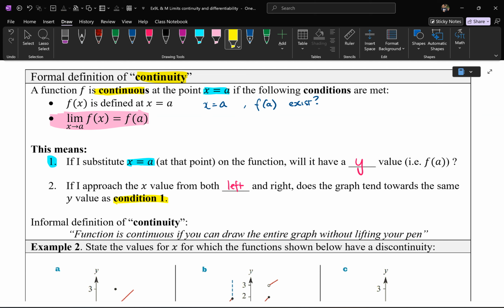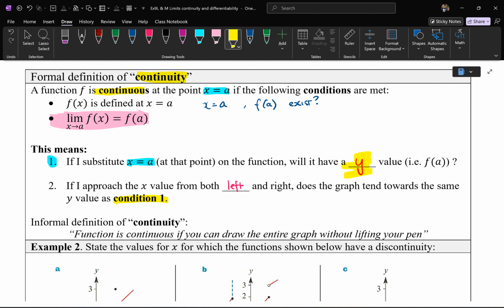So in condition 1, we said, does the point even exist to begin with at x equals a? Does the y value even exist? Okay, so do they have a y value? And we're like, yes, it has a point. Great. But for it to be continuous, the second condition must exist too, meaning if I approach from the left of the function and from the right of the function towards that x value, is it the same y value? And if it's not the same y value, well then that means the point or the limit does not exist.